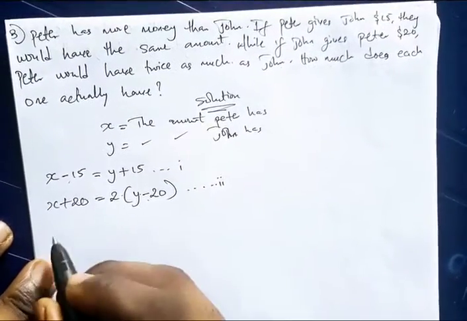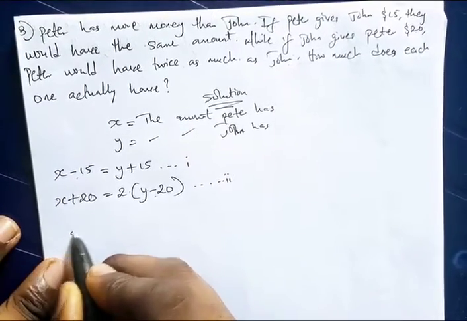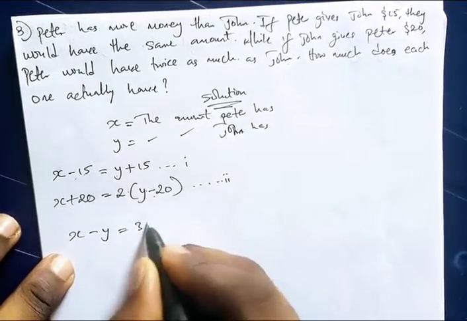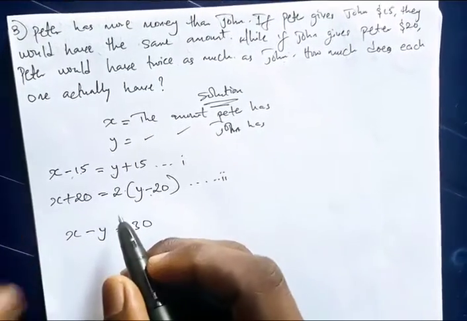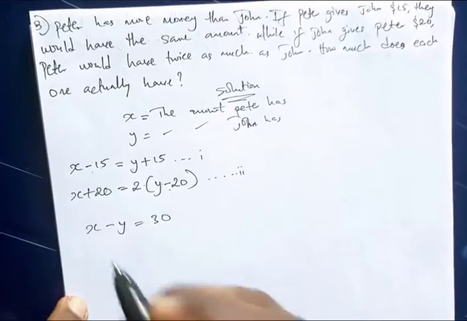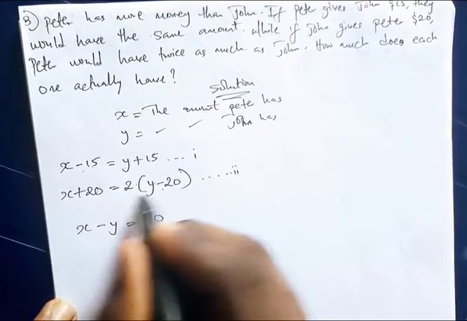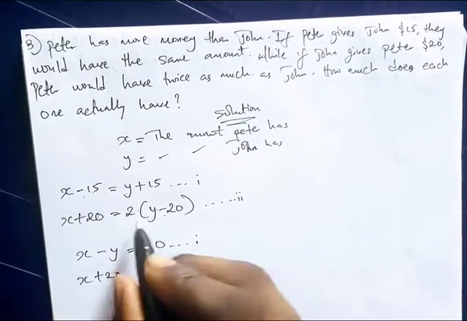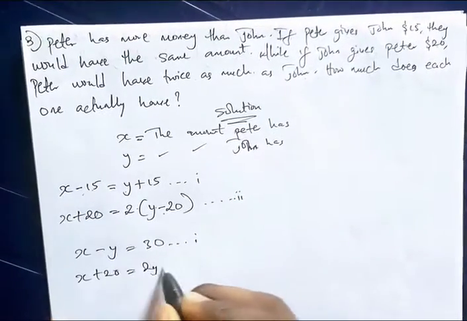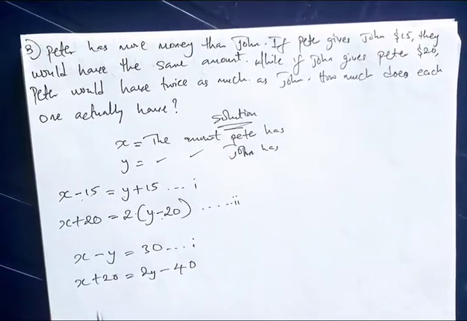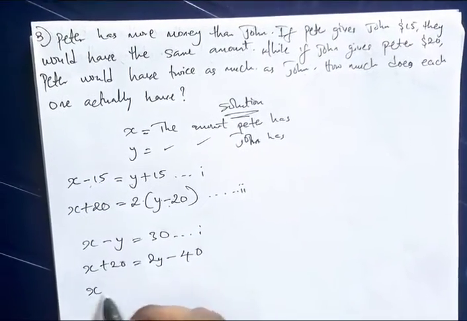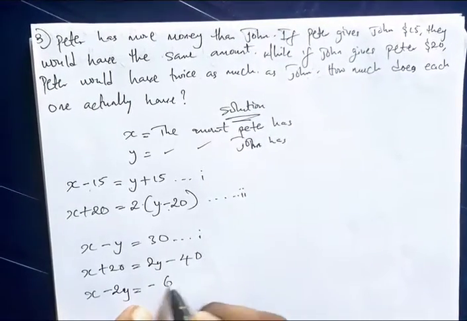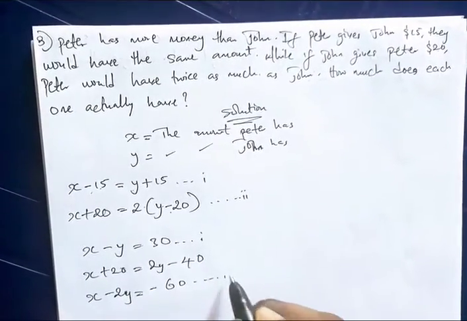Now I can rewrite my equation 1 by saying that x minus y is equal to 30, and I can rewrite my equation 2 by opening this bracket, saying x plus 20 is equal to 2y minus 40, and this will give me x minus 2y is equal to negative 60, and this is my equation 2.